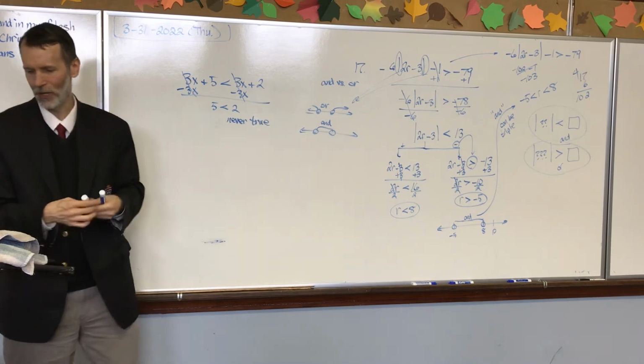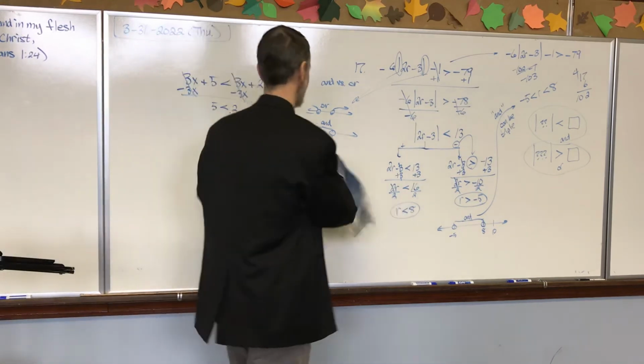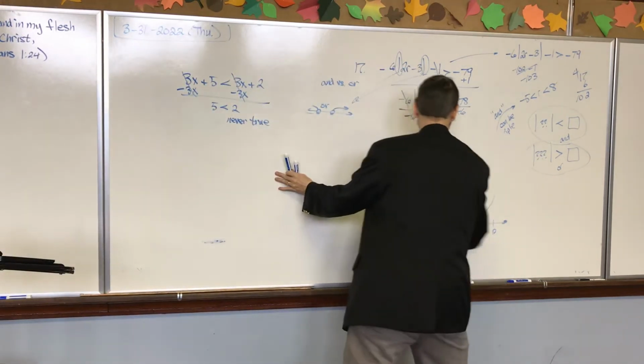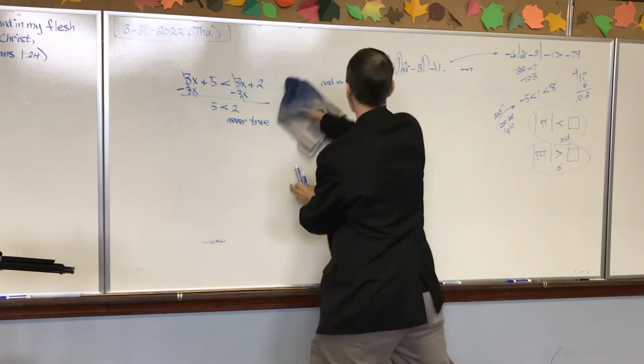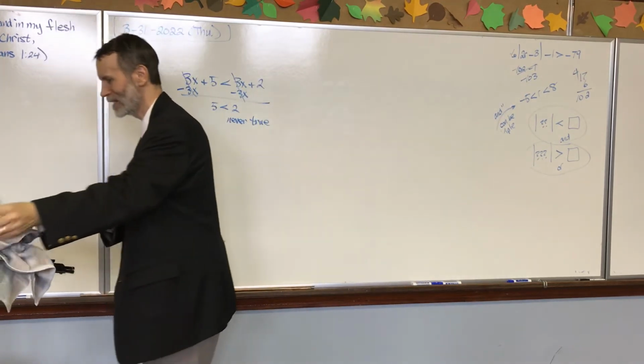Yes, number 13 is a triple inequality. If they give you a triple inequality, feel free to give me a triple inequality as an answer, as the solution. Here's what it looks like. 9 less than 6x plus 9.